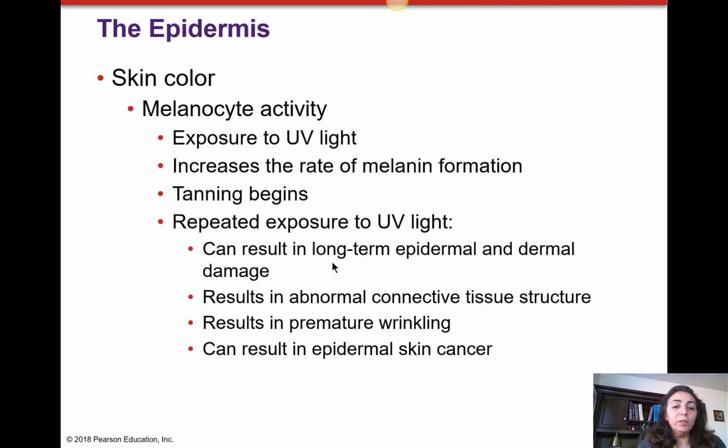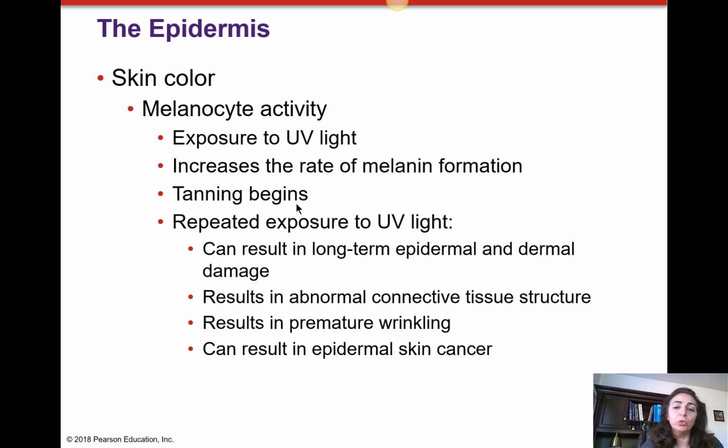So melanocyte activity: exposure to the UV light, we discussed that, increases the rate of melanin formation, and that is actually a protective mechanism of the body to protect all those cells from the UV light, and that causes the tanning process to begin, because more melanin, more tanning, more color of the skin.